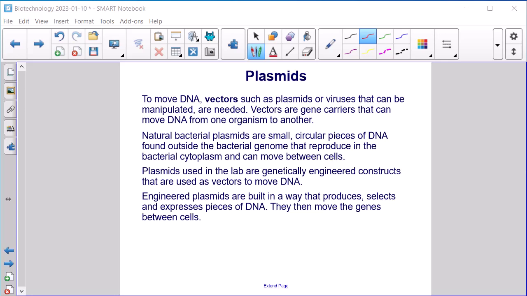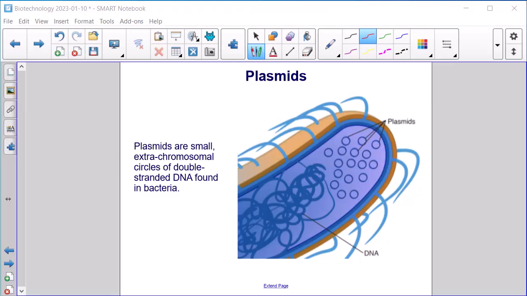Plasmids used in the lab are genetically engineered constructs that are used as vectors to move DNA. Engineered plasmids are built in a way that produces, selects, and expresses pieces of DNA. They then move the genes between cells. Plasmids are small extrachromosomal circles of double-stranded DNA found in bacteria. You can see them labeled here, separate from the DNA.